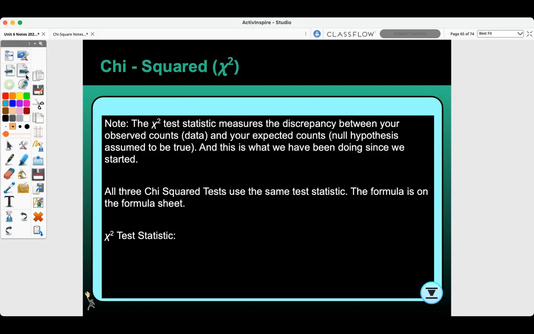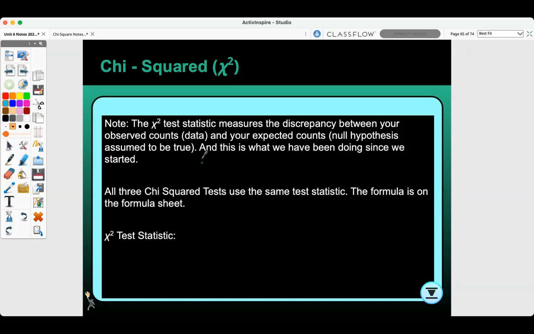Note that the chi-squared test statistic measures the discrepancy between your observed counts, which are your data, and your expected counts, what the null hypothesis assumes to be true. And this is what we've been doing since we started. All three chi-squared tests use the same test statistic. The formula is on your formula sheet.